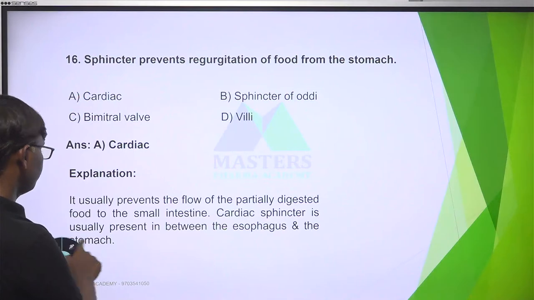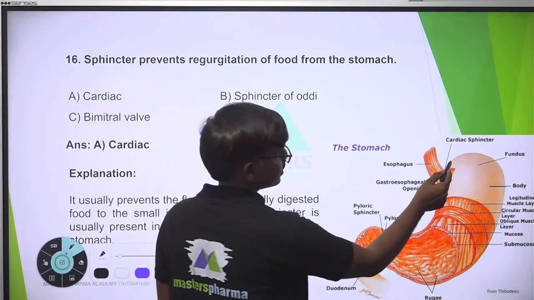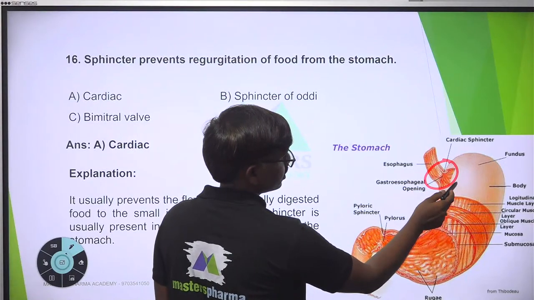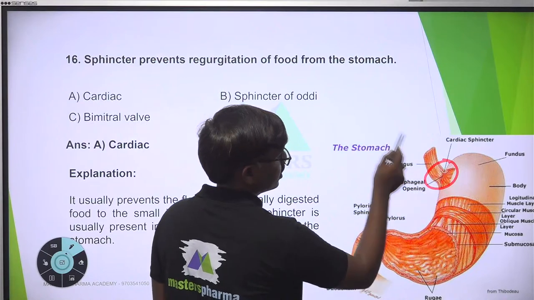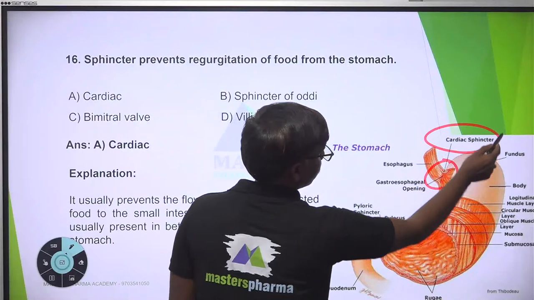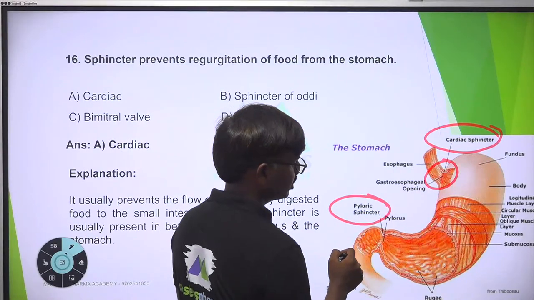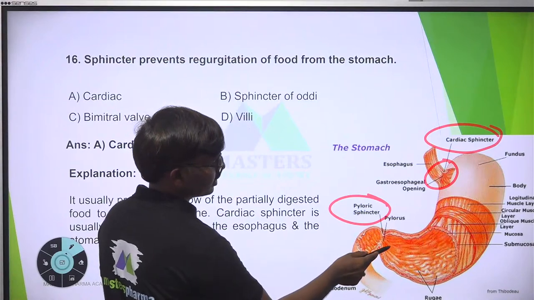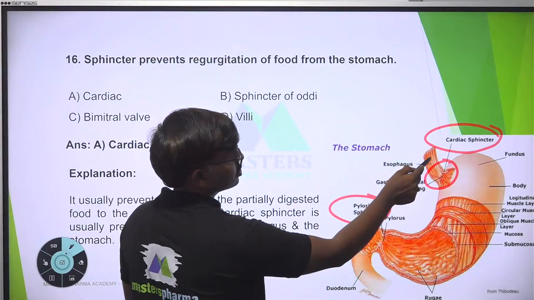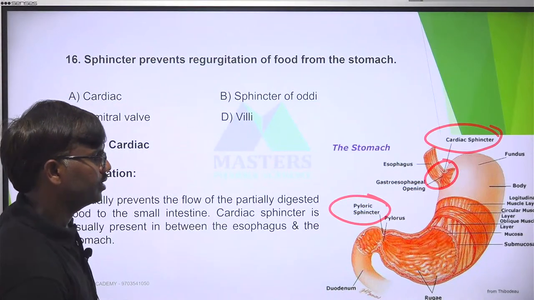I will show you the diagram for that. So this is the cardiac sphincter. It connects the stomach and the esophagus. This will prevent the regurgitation. The cardiac sphincter is number one, and then the pyloric sphincter. These are the two important ones you must remember. The pyloric sphincter is between the stomach and the intestine. The cardiac sphincter is between the esophagus and the stomach. These two are very, very important, right?